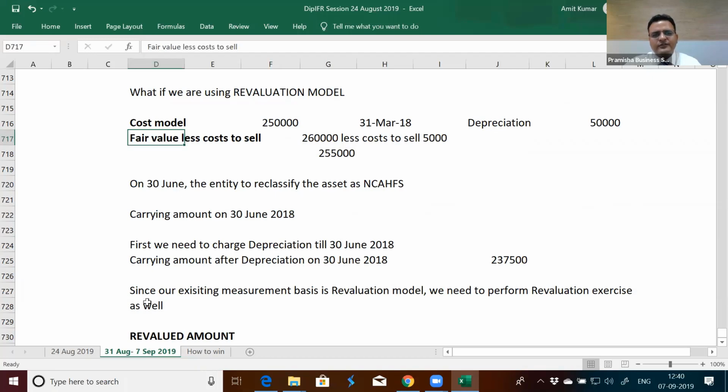So I'm stressing on these points because you also have to be careful when you're reading the content in the question paper. Do not mistake it by taking 255,000 as the revalued amount. Revaluation is done on fair value. Fair value is 2,60,000. It is not less cost to sell. There's a difference between the two. Fair value and fair value less cost to sell are two different terms. When revaluation is done at fair value, the fair value on the date of classification is 2,60,000.